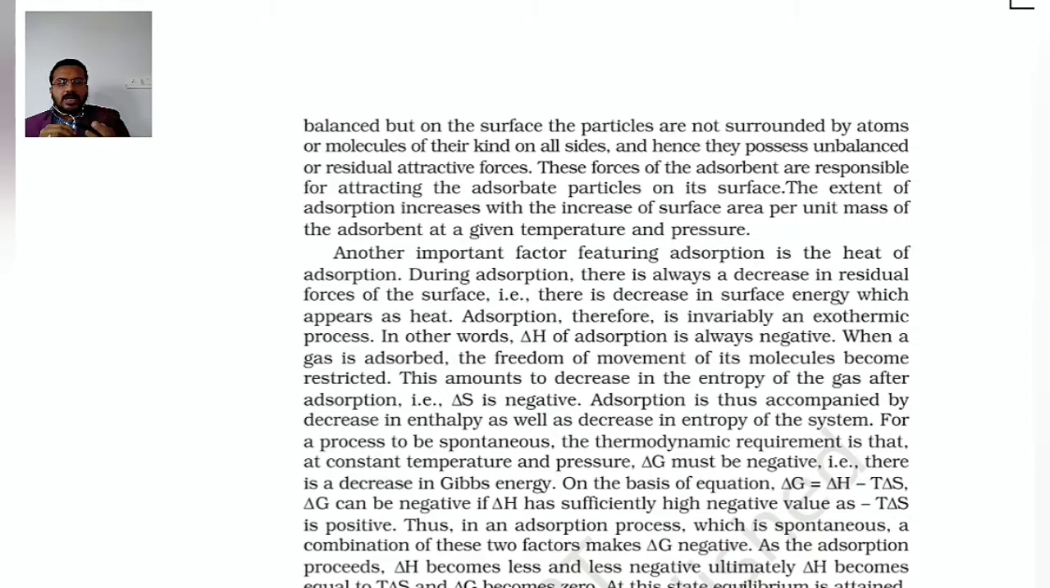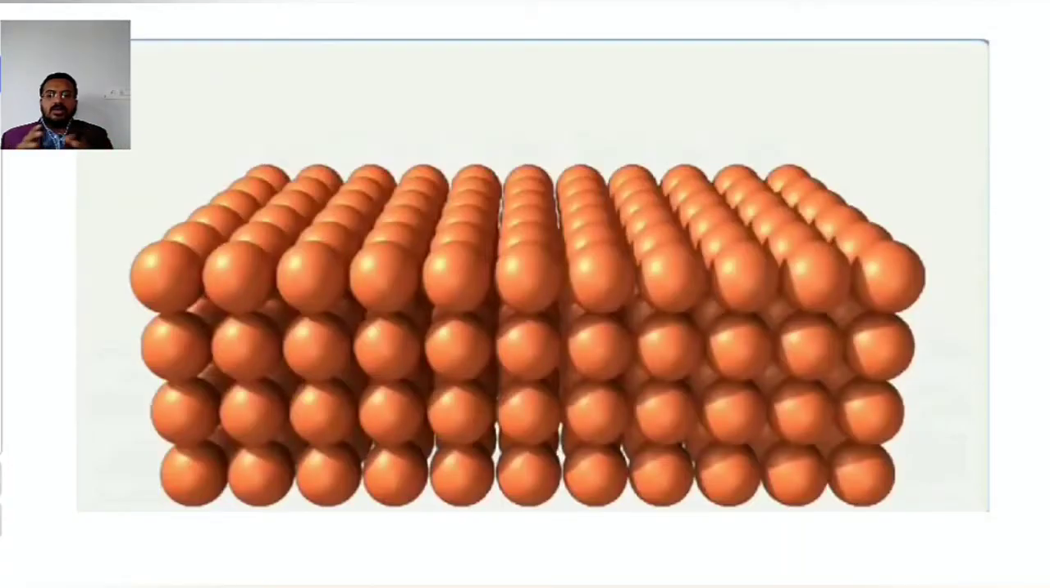The extent of adsorption increases with increase in surface area per unit mass of the adsorbent at a given temperature and pressure. In this video, we will be explaining the mechanism of adsorption. So this is the molecular arrangement of an adsorbent. And here we will be considering two atoms.